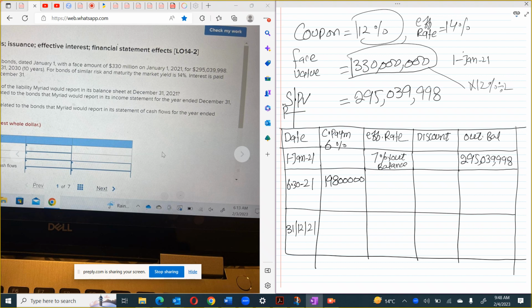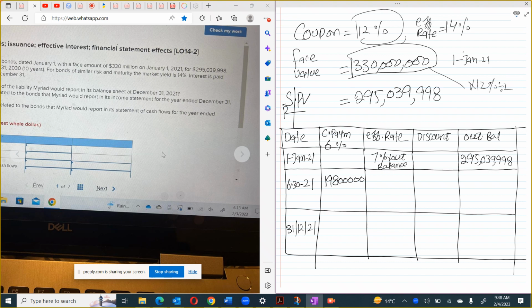So number three is very easy. Prepare an amortization schedule that determines interest at the effective rate each period. That is very simple. We have done this. How will we do it? First of all, we will write the present value in this column here. First of all, we will write this amount, 713,477. Okay, then we will calculate the cash interest, that is 14,800.